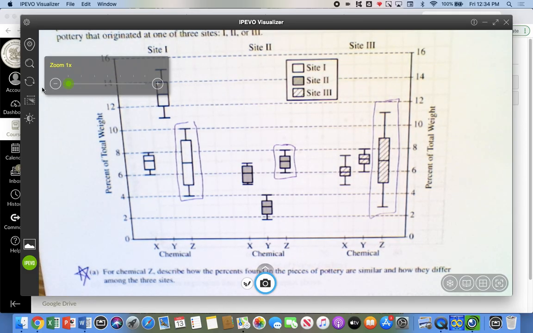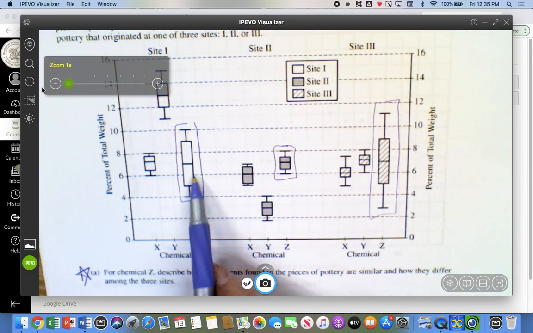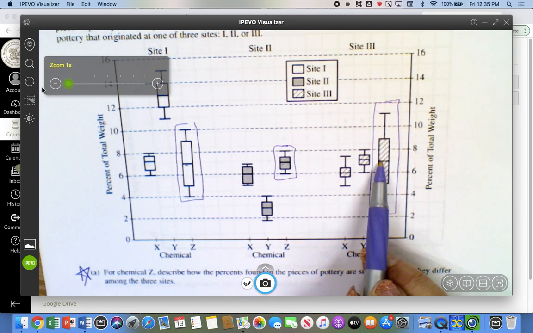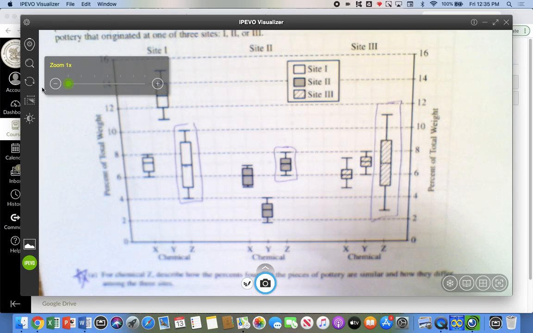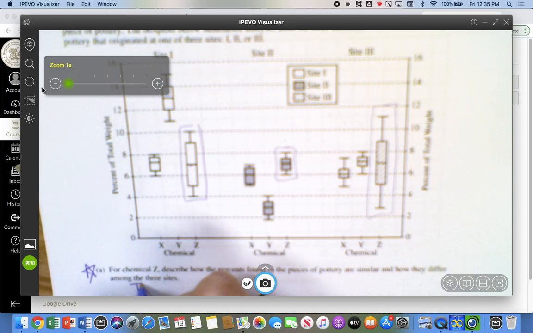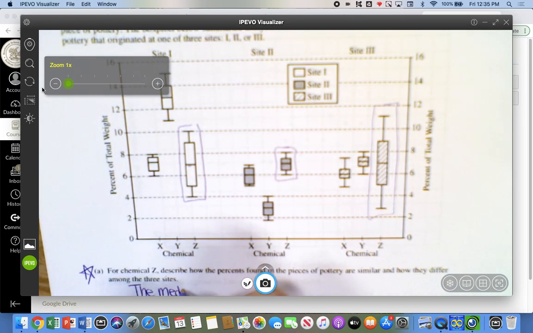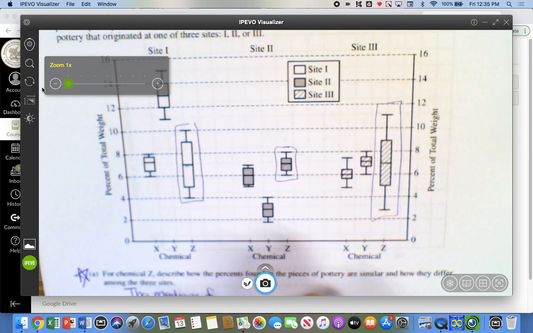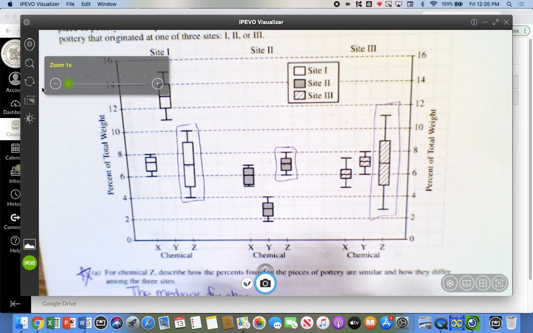Whenever you are looking at those, what is something that you could tell me about how they're similar? What do you guys think? What do you notice about those three box plots that are the same? Yeah, the median is the same on all of those, because the median, that line going across the middle of the box plots, is similar for all of these. So we would say that the medians for chemical Z are similar.